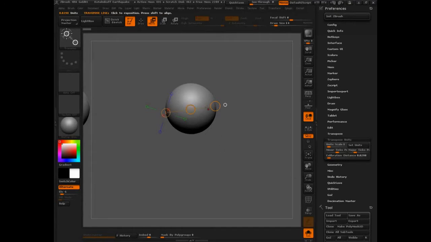So right now, I have this one eyeball set up, and if you look in the corner, it says it's 0.0298 units. So I have a choice here. Do I use relative or do I want to get into real world units? It's the same thing basically.